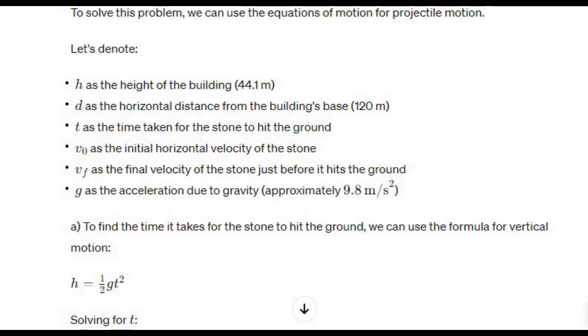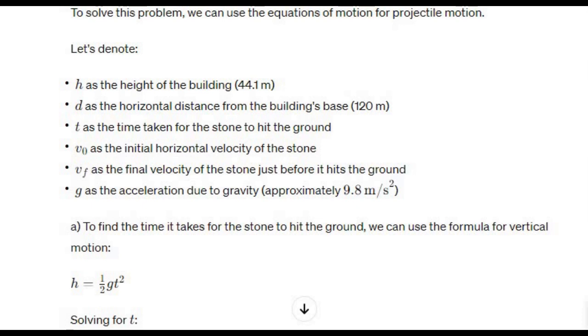Problem 2. To solve this problem, we can use the equations of motion for projectile motion. Let's denote h as the height of the building, 44.1 meters; d as the horizontal distance from the building base, 120 meters; t as the time taken for the stone to hit the ground; v naught as the initial horizontal velocity of the stone; vf as the final velocity of the stone just before it hits the ground; and g as the acceleration due to gravity, approximately 9.8 meters per second squared.